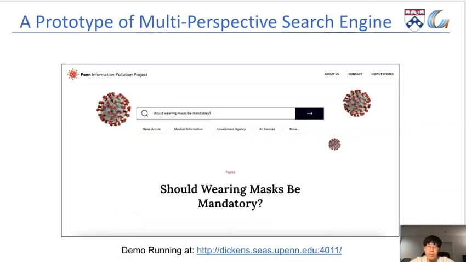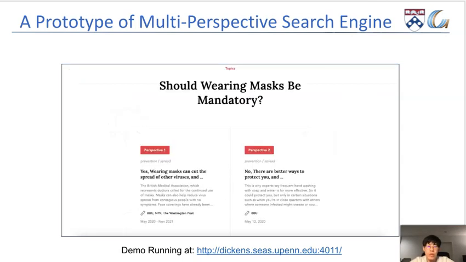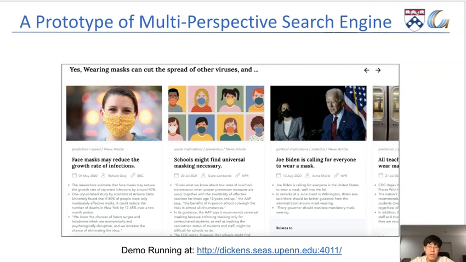So here's the prototype that we built. The website is up and running at this address, and for instance, if you're searching for a query, "should wearing a mask be mandatory?", you're going to see two different perspectives. The first is saying yes, wearing a mask can cut the spread of other viruses, and the other is saying no, there are better ways to protect you. And under the yes perspective, you're going to see a list of articles that are supporting this perspective using different evidence. For instance, if you look at the first article, "face masks may reduce the growth rate of infections", it's going to list a list of articles using bullet points under the title.